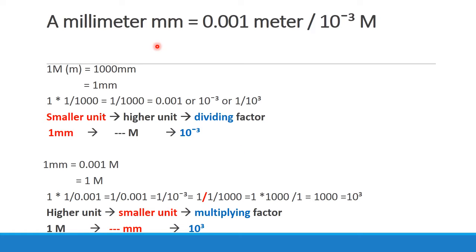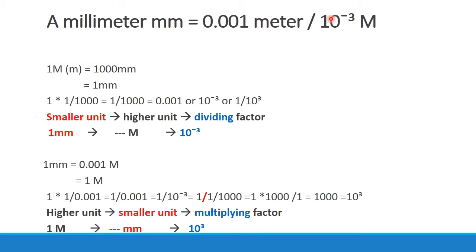A millimeter is equal to 0.001 meter. This is one example which is given for you all to understand. Just we'll go through this. You see this millimeter, that is 1 millimeter is given as 0.001 meter. That means millimeter is converted to meter. Okay, so this 0.001 can also be written as 10 to the power of minus 3.